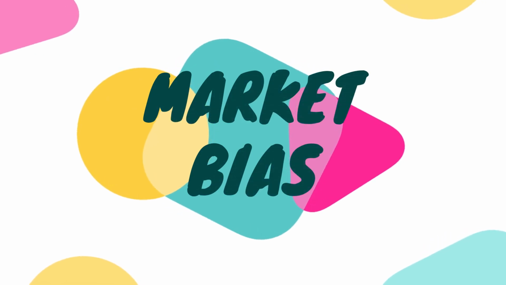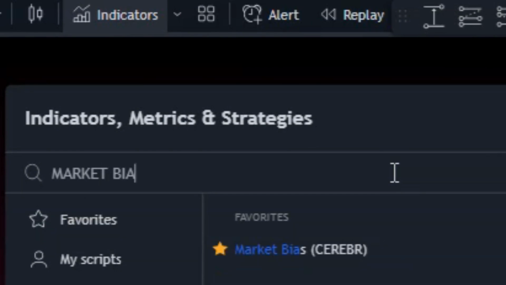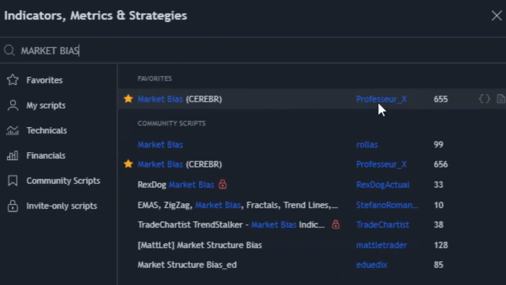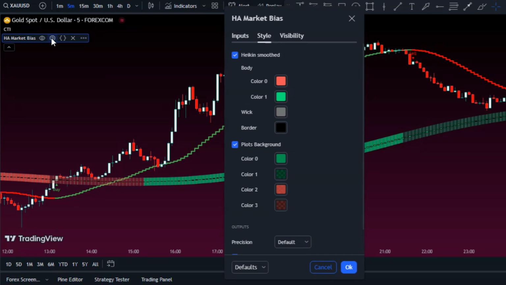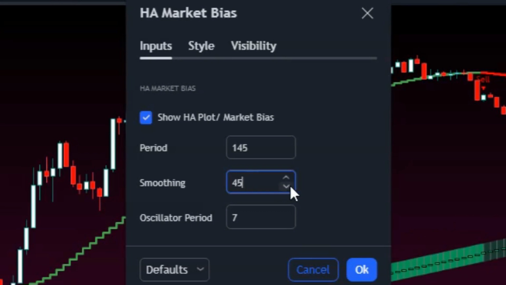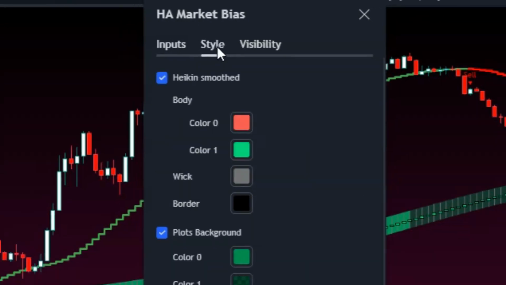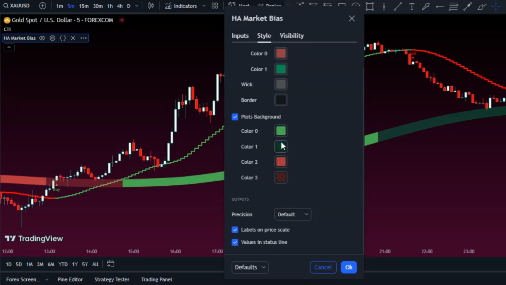But now we need to add the specialized indicator called Market Bias. After adding it, head over to its settings and under inputs, change the period to 145. Smoothing to 45. And the oscillator period to 7. Then in the Style tab, disable Heikin Ashi smoothing and alter the color of the plot's background like I did.